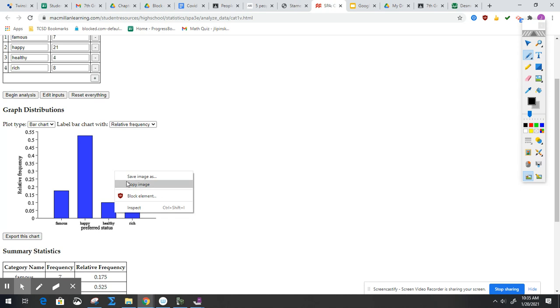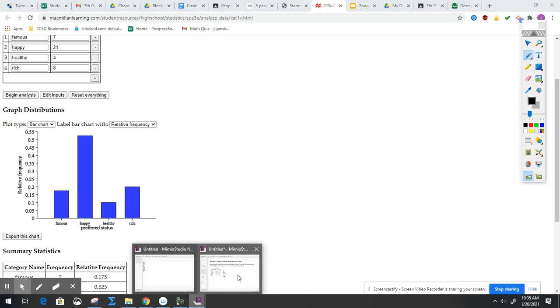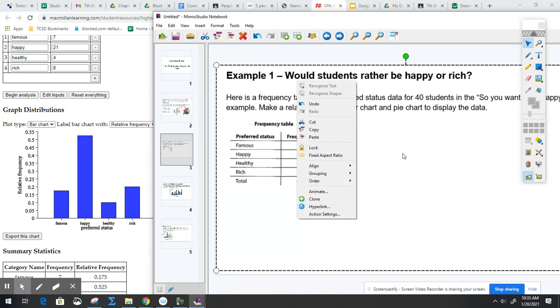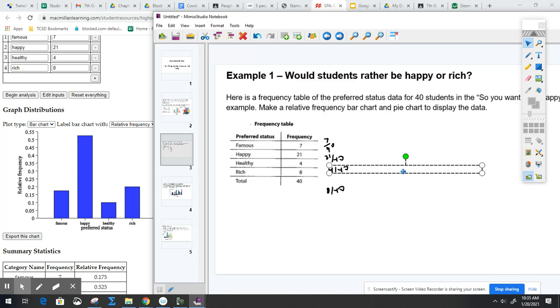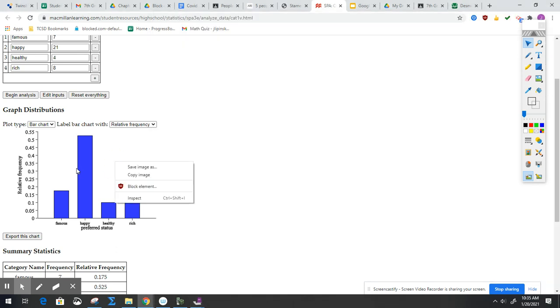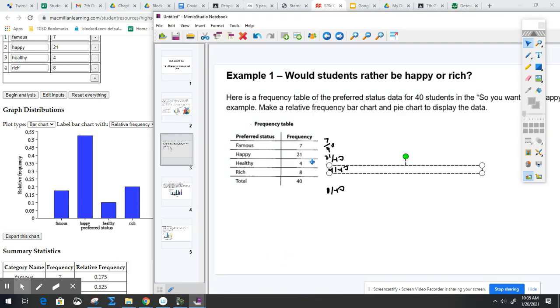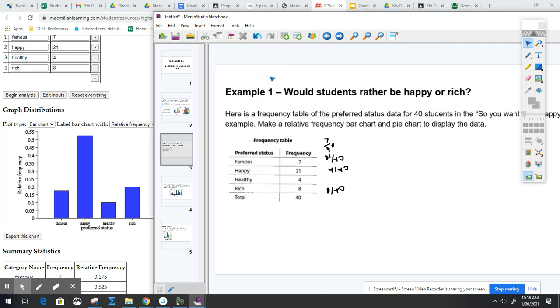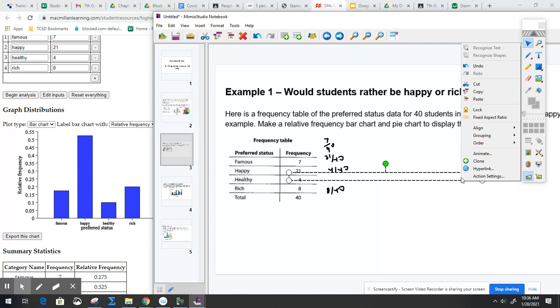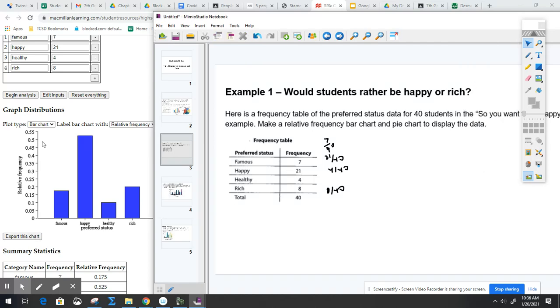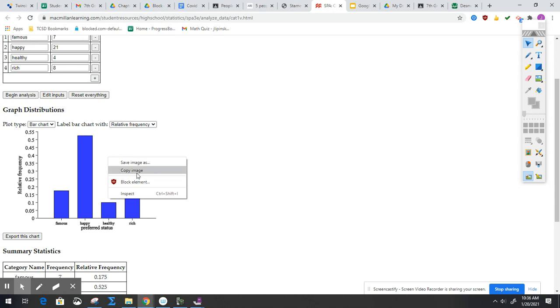If I wanted you to put this into your notes, you can just copy the image and put that into our notes here. That didn't work too well, did it? Hold on, let me see this again. Copy image. What is going on? Let's see here. Give me a second. Uh-oh. I'll try this one more time.